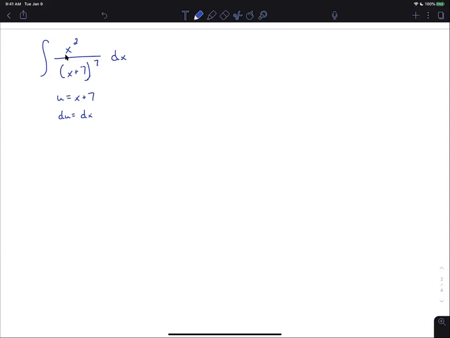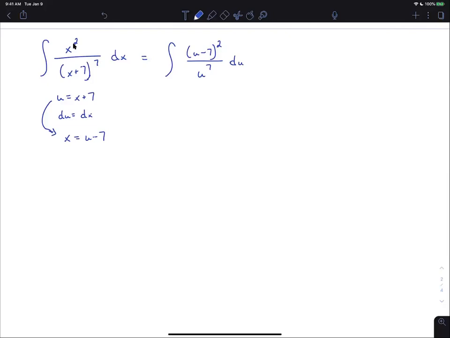The issue is we've got this x squared that's not really part of anything. So we've got u to the 7th in the bottom, which is fine, but we've got this x squared. Well, based on the fact that u is x plus 7, x is u minus 7. That makes sense? And so then I can rewrite this where I've got u minus 7 squared over u to the 7th du, and I can just go ahead to du because du was 1 dx. Does everybody follow that? Any questions so far?